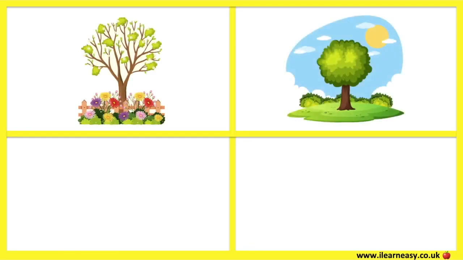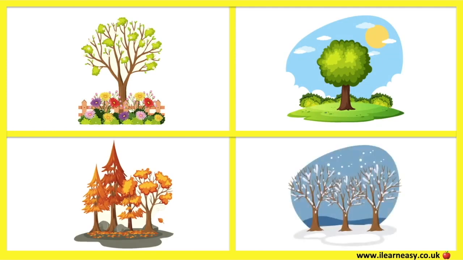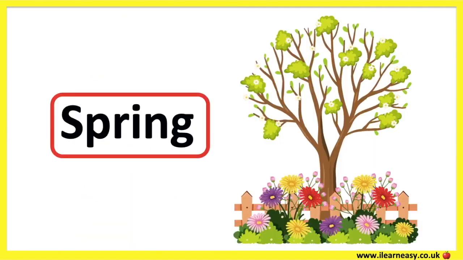Seasons. There are 4 seasons: spring, summer, autumn, winter. Spring. In spring, the weather is warm. We can play outside and we can see beautiful flowers.